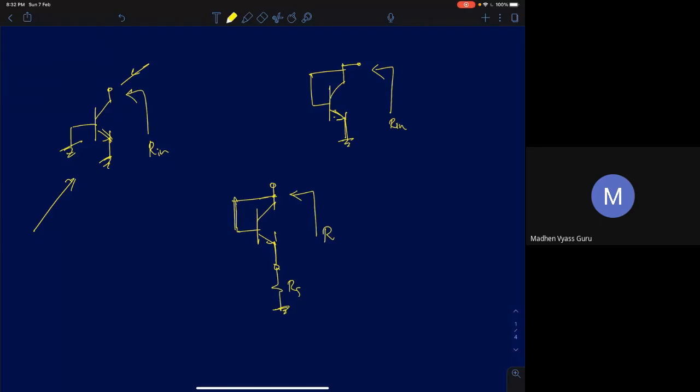You're looking into the collector. So what is the resistance here? R naught, right? It's directly R naught. It's VCE by IC. It's R naught itself.